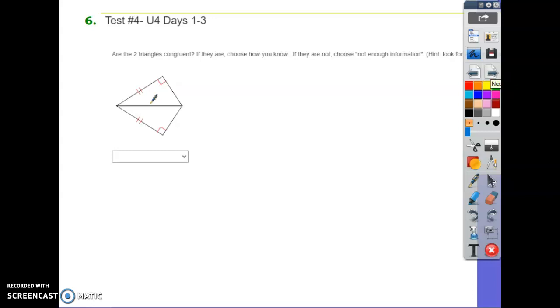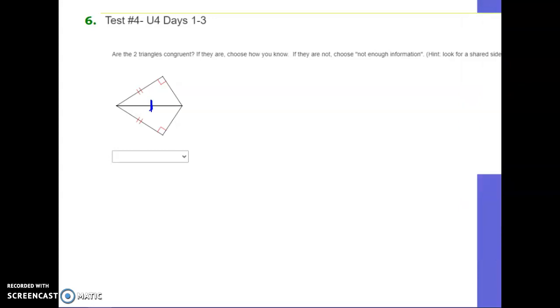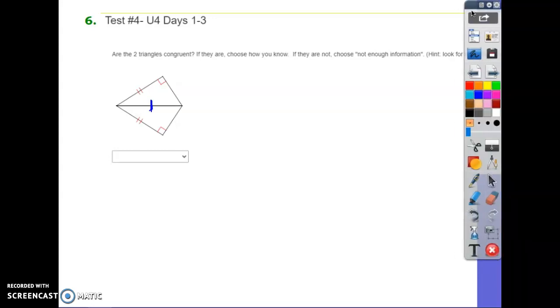Number 6, the reflexive property tells us that this side's the same in both of those 2 triangles. This is a right triangle, so the first thing I'm going to think is it could be HL. And the hint says look for a shared side. So we just did that, and we've got a right triangle, we've got the hypotenuse, and we also have one leg, so that is HL.